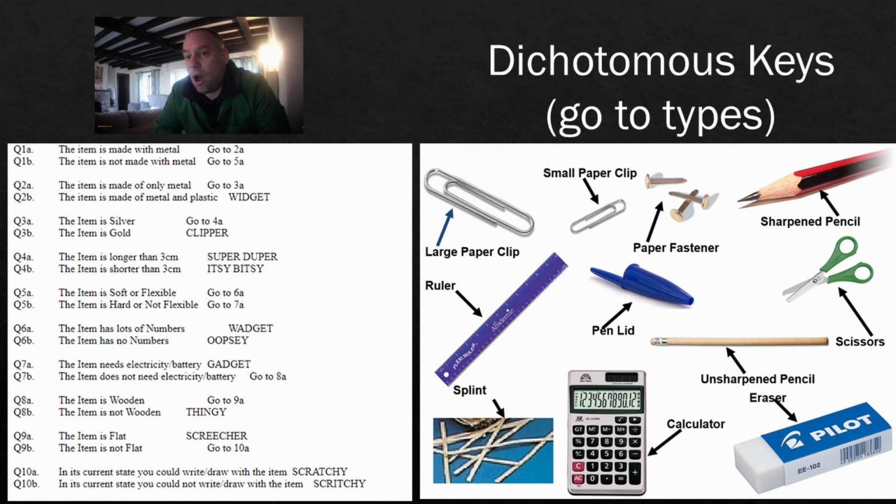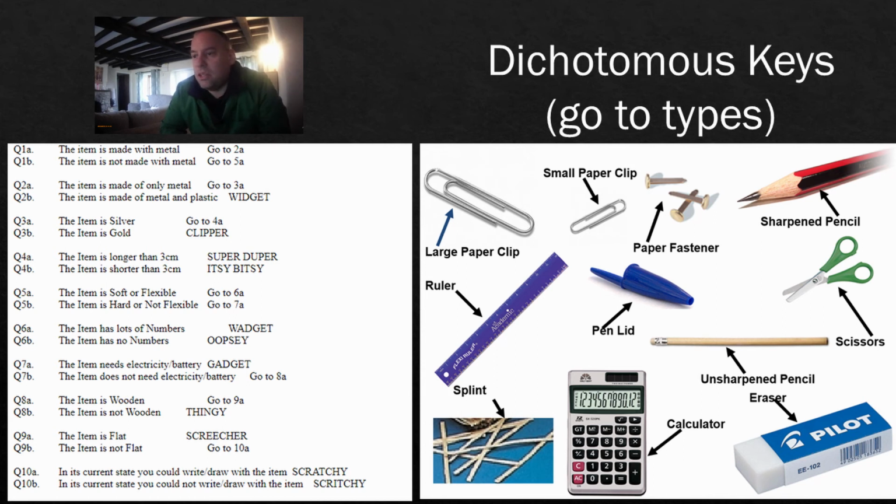Is it made of only metal? Well, yes, it's made of only metal, so we go to question 3A. The item is silver in colour. Yep, that's silver in colour, so we're going to go to question 4A. The item is longer than 3 centimetres, the item is shorter than 3 centimetres. Well, I reckon that's a large one because it's a large paperclip. So in my new language, a large paperclip equals a super duper.